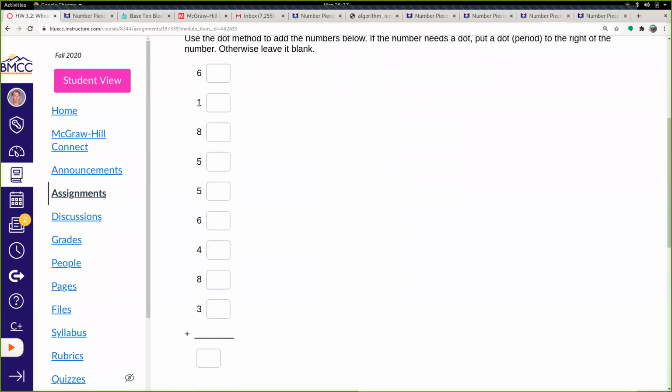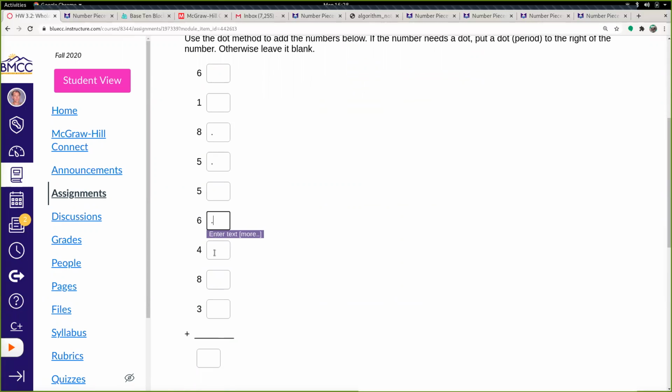So 6 plus 1 is 7. I just keep that in my head. 7 plus 8 is 15. So I make a dot and I keep track of the 5. 5 and 5 is 10, so I put another dot, which is just a period. So I have no ones. So I have 5 now, 5 and 6 is 11, put a dot, keep track of the 1.